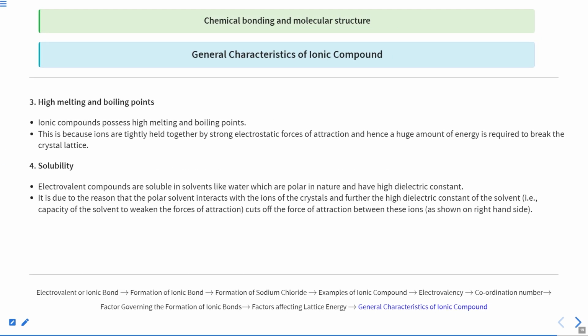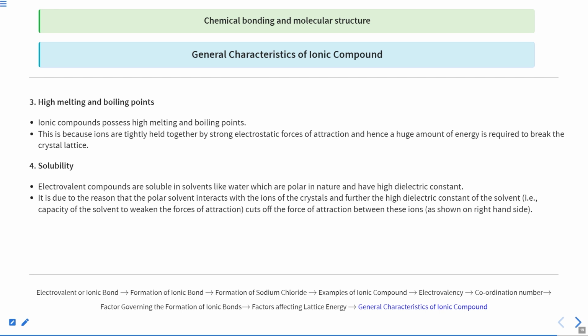Now talking about ionic compounds, they have high melting and boiling points first of all because of strong ionic interactions, and this is also because the ions are tightly packed. Because of the strong ionic interaction, they are tightly packed, and that results in very high melting and boiling points. What about the solubility?